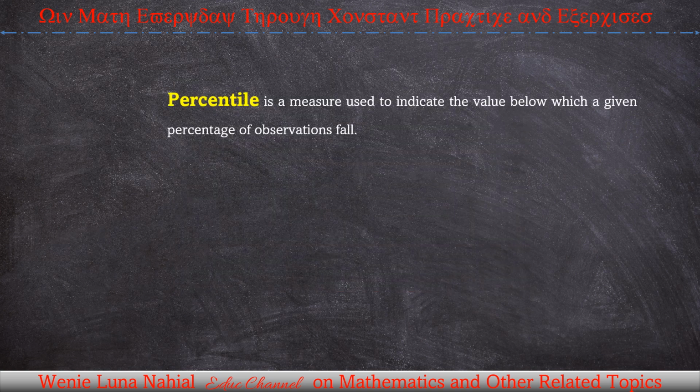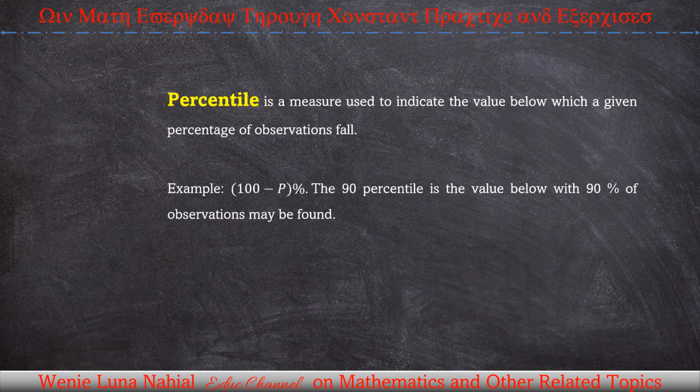Now, percentile is a measure used to indicate the value below which a given percentage of observations fall. So the 90th percentile is the value below which 90% of observations may be found. So it's really a measure of position.